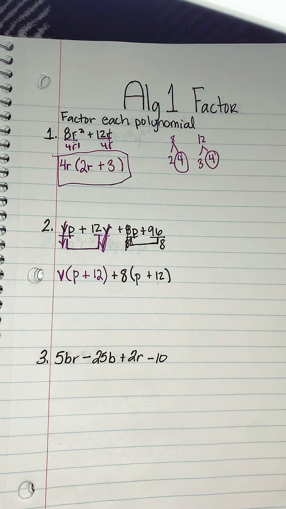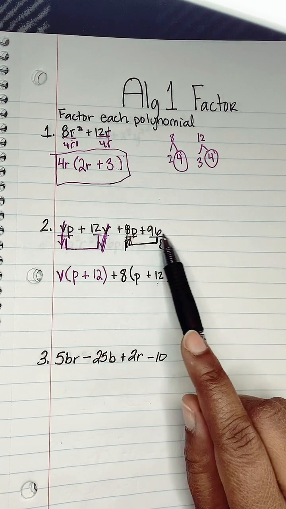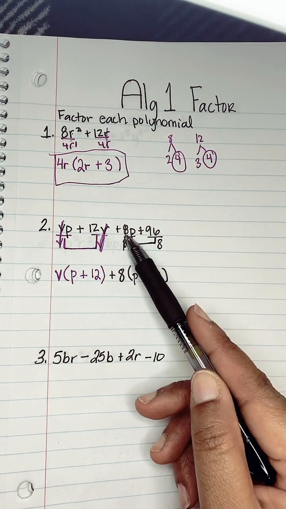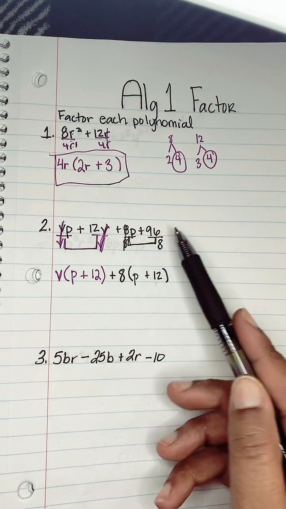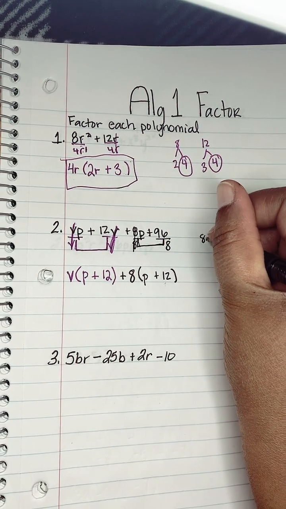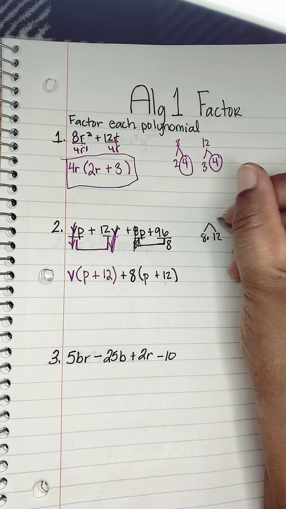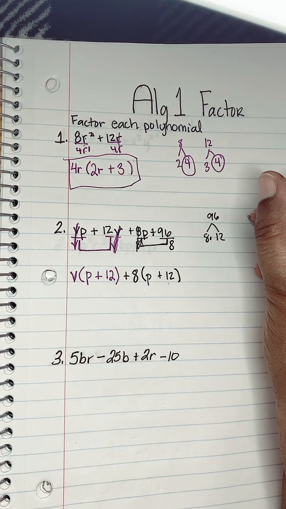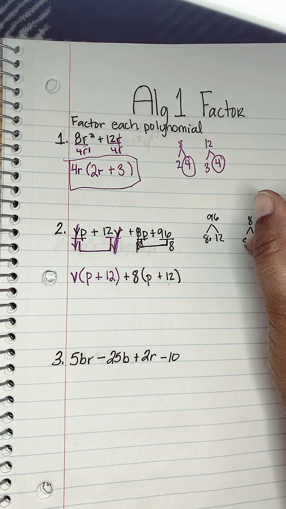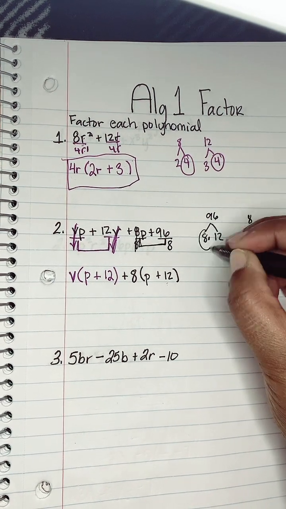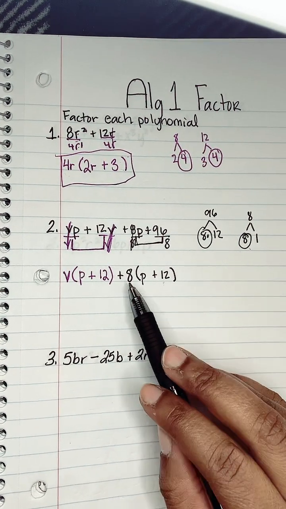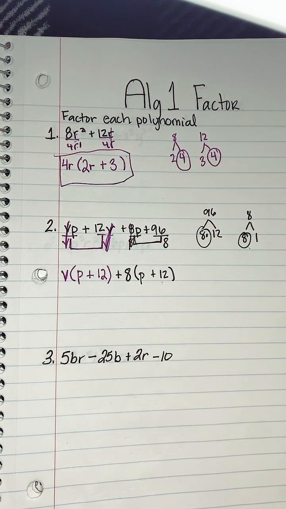Why do you leave the 8? We leave out the 8 because we're trying to pull something out of both of these that they have in common. And so 8 times 12 gets us 96. And then what times what gets us 8? 8 and 1. So both numbers share an 8. That's why we're able to pull it out.